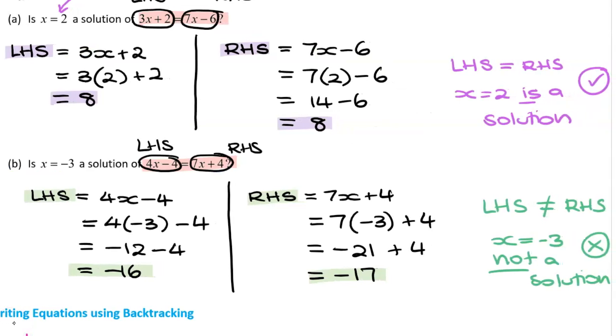So, recapping what we did there, we set out what the left-hand side and the right-hand side was equal to when we substituted in the value that we were interested in to see if it was a solution. If the left-hand side equaled the right-hand side, then yes, it is a solution, like the first example we had, A. And in the second example, B, we found that the left-hand side did not equal the right-hand side after we substituted, so that meant it's not a solution.